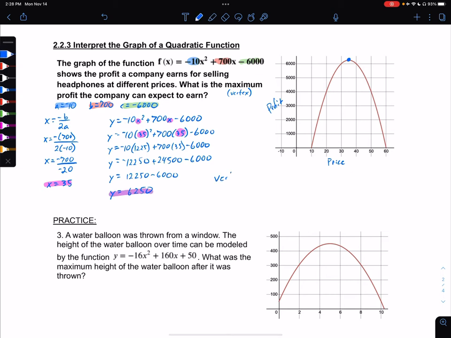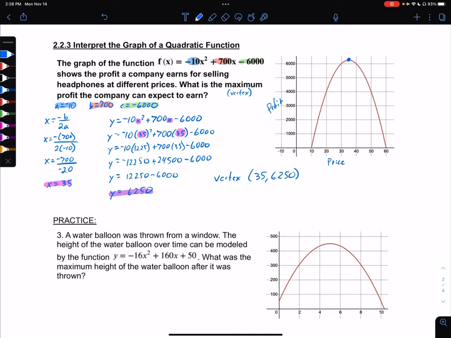So my vertex is going to be 35, 6,250. And if I check that 6,250, it does look like it matches up because my y value is going to be over 6,000. So again, good sign. Doesn't mean it's exactly right, but it does mean that I'm on the right track. Now, do be careful. The question is, what is the maximum profit the company can expect to earn? We found the vertex, which will give us the answer, but it is not the answer.